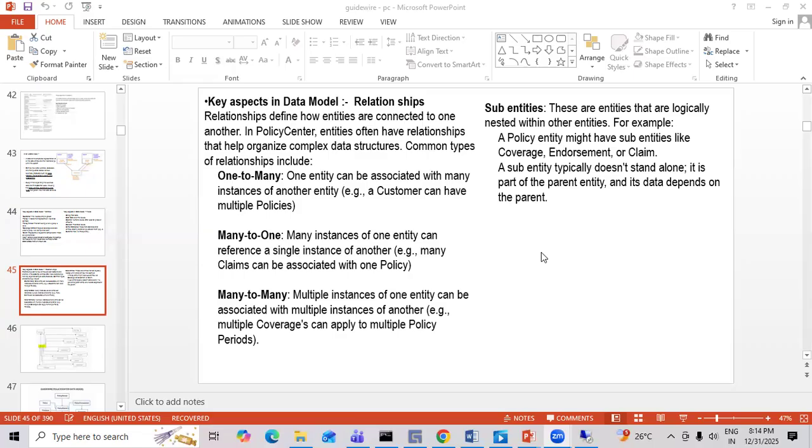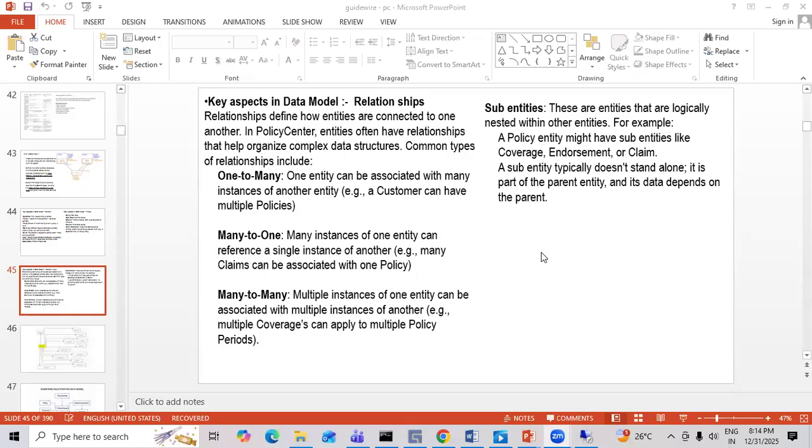One to many. Okay. Next, third, many to many. Multiple coverages can apply to multiple policy periods. That is called many to many. So these are the relationships we have.